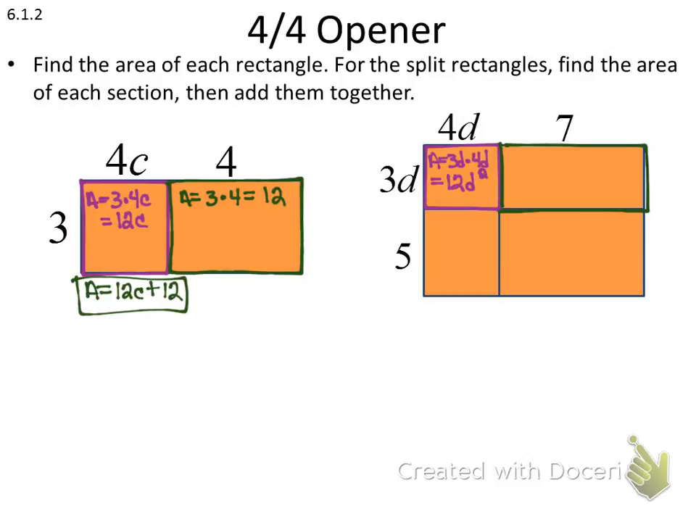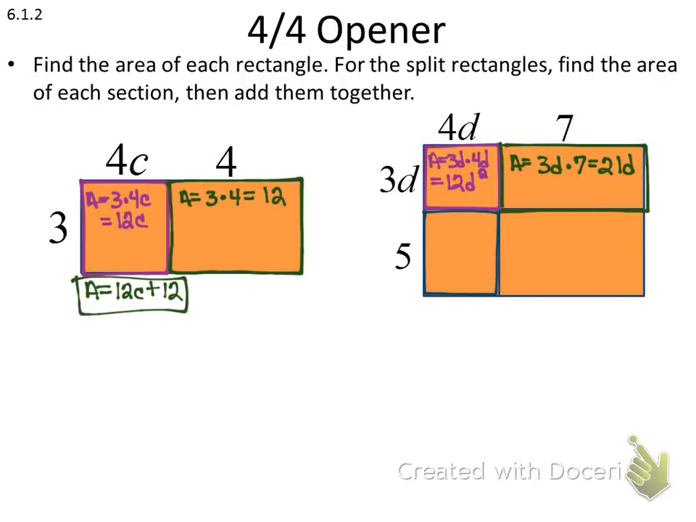Okay, so then I want to find the area of my second section of the rectangle. Zach, go ahead. A equals 3D times 7, then you get 21D. Good. Hold on, I'm not ready to move on. So then I'm going to come down, I'm going to find the area of this rectangle.